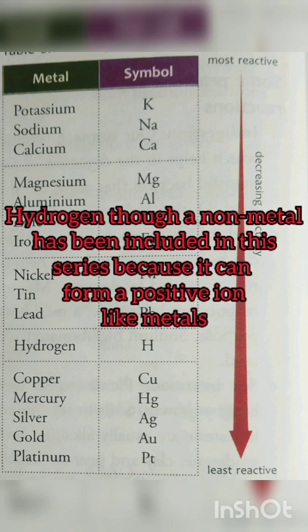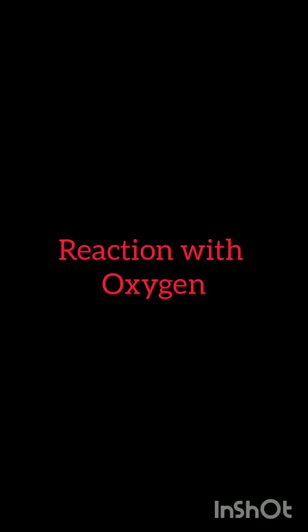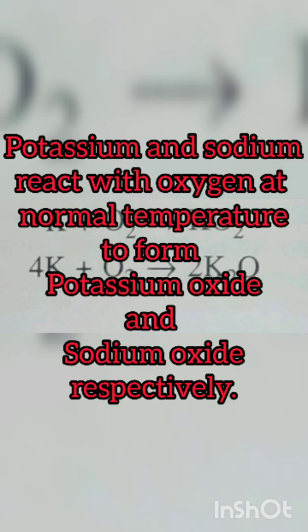So let's go into details of this activity series and what information we can derive from it. First one, reaction with oxygen. Potassium and sodium are placed on the top of the activity series of metals because they are the most reactive metals. Potassium and sodium react with oxygen even at normal temperature to form potassium oxide and sodium oxide.